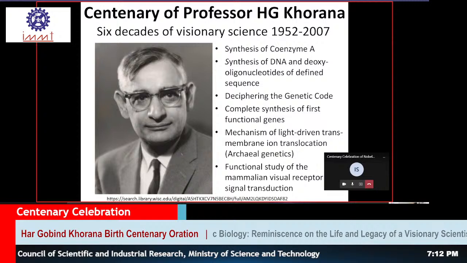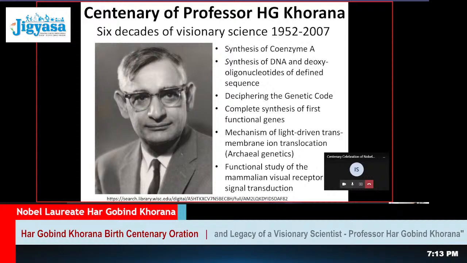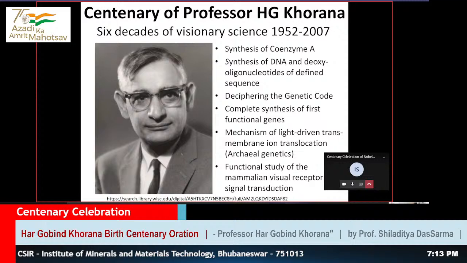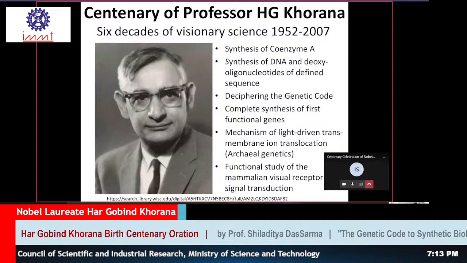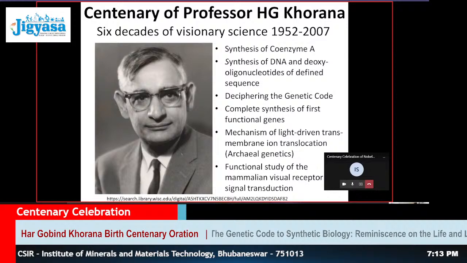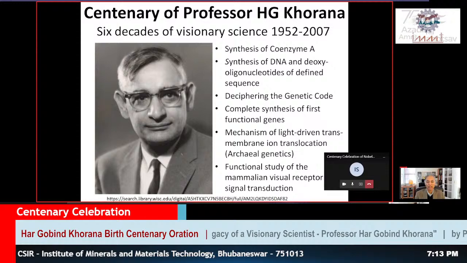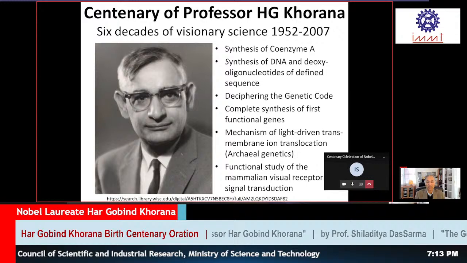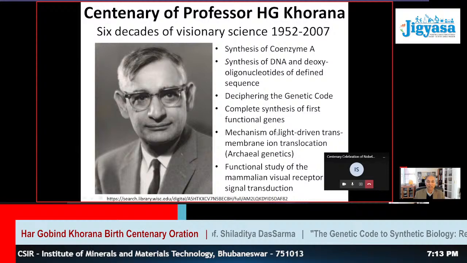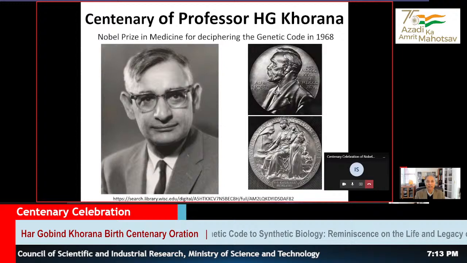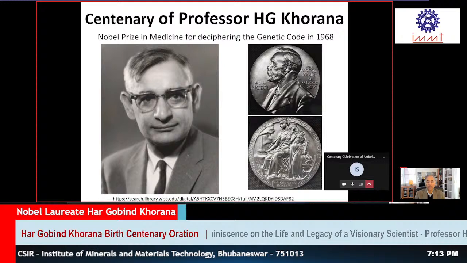He went on to do the first complete synthesis of genes, including functional genes. And then, as Dr. Basu mentioned, the mechanism of light-driven transmembrane ion translocation as his laboratory transitioned into membrane biology. I also add that he pioneered archaeal genetics during this process. And finally, in the last part of his career, he studied the mammalian visual system and signal transduction. He won the Nobel Prize in Medicine for deciphering the genetic code in 1968 at the age of 44. And you can see his medal on this slide.